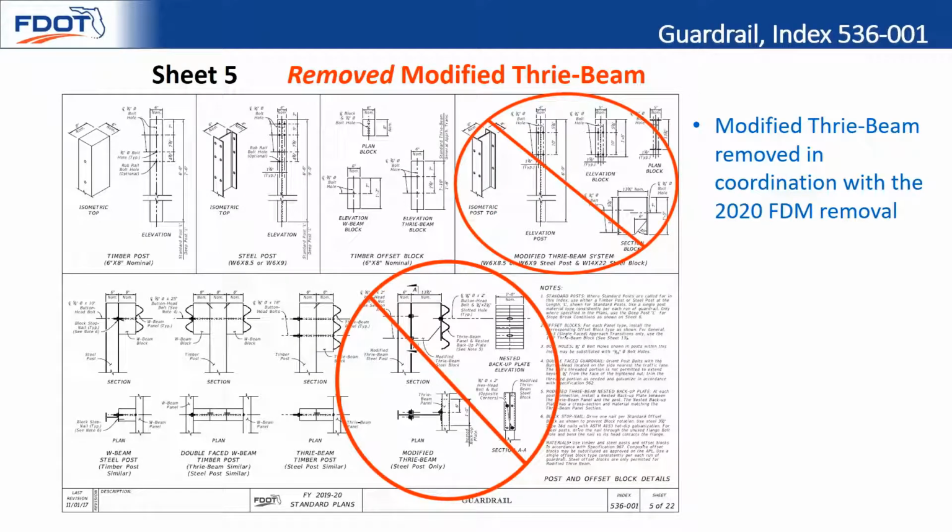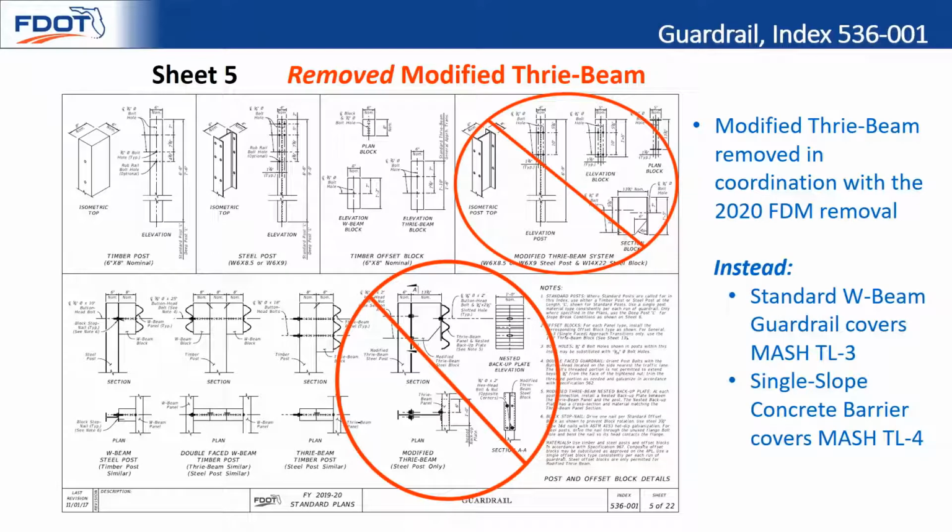So starting with sheet number 5, we removed the modified Thri-beam. So modified Thri-beam was removed in coordination with the 2020 FDM removal. And the reason for this is under our new MASH criteria, it really wasn't giving us a different test level than standard W-beam. And modified Thri-beam requires different type of connection details, requires project-specific details, and so there was a little bit of extra complication there.